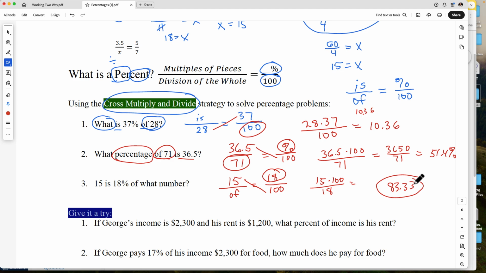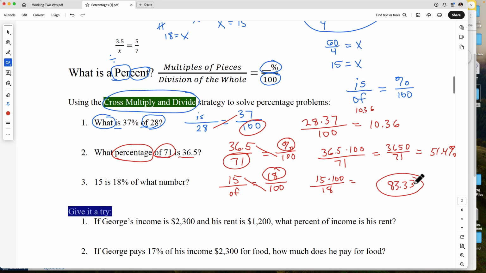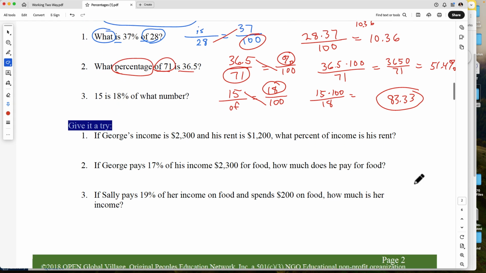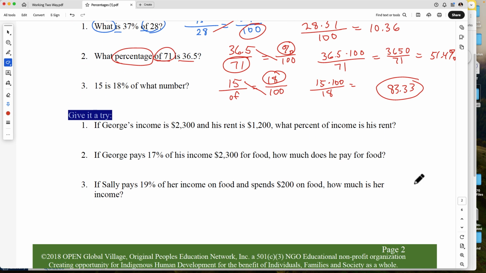So far, so good? Okay, let's move into some word problems, and let's see how this one thing is going to help us solve all these word problems. And again, usually the hardest part is setting this up. If George's income is 2,300 and his rent is, now there's two is's here, so that might be a little tricky, is 1,200, what percent, so there's the question, of income is his rent?